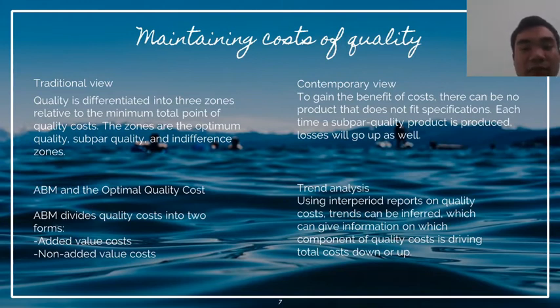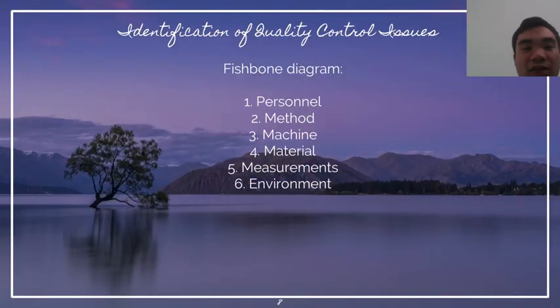After knowing the components of quality costs, we can then start to identify quality control issues. Quality control issues usually can be identified by using the fishbone diagram, which divides issues into 6 categories: personnel, method, machine, materials, measurements, and environment.